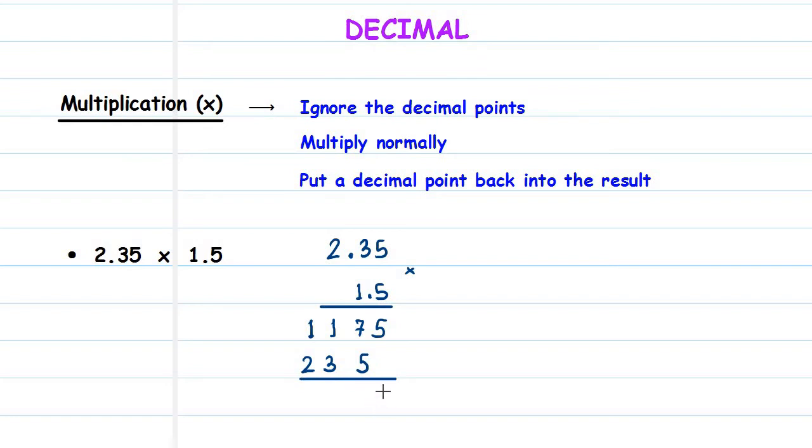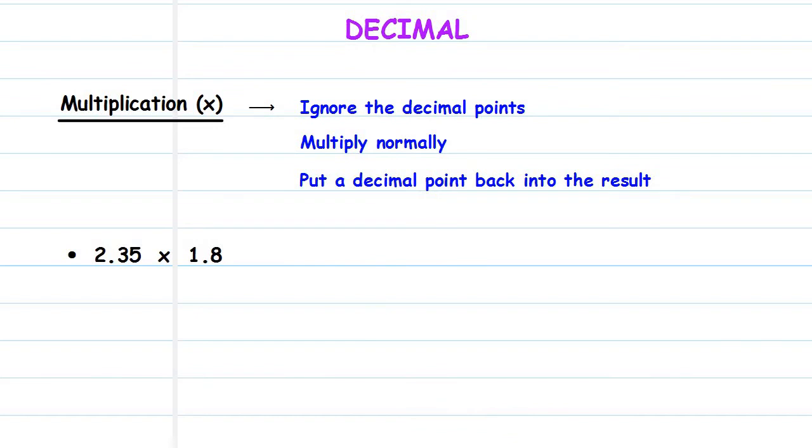And now we're gonna add them up. We will have 3, 5, 2, 5. This time we have two digits in the decimal part and then one digit in the decimal part. So the answer must have three digits in the decimal part. So the answer must be 3.525.